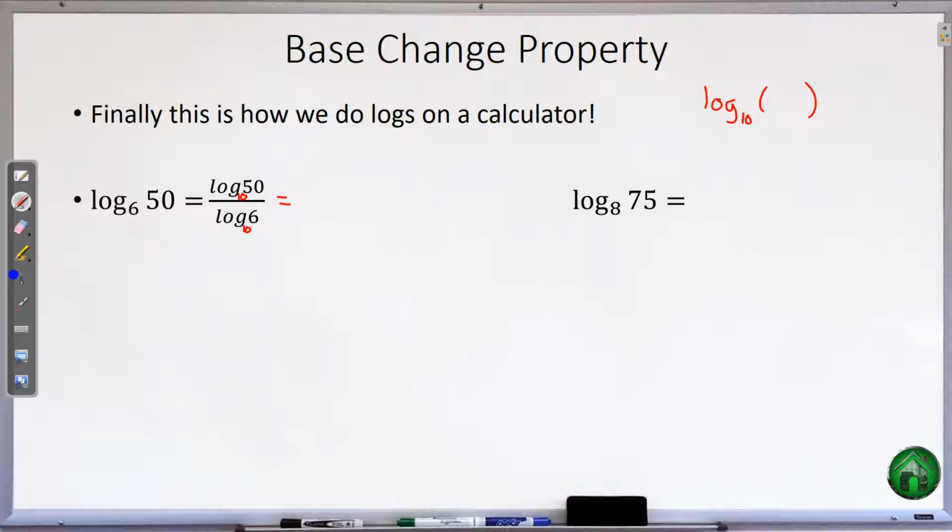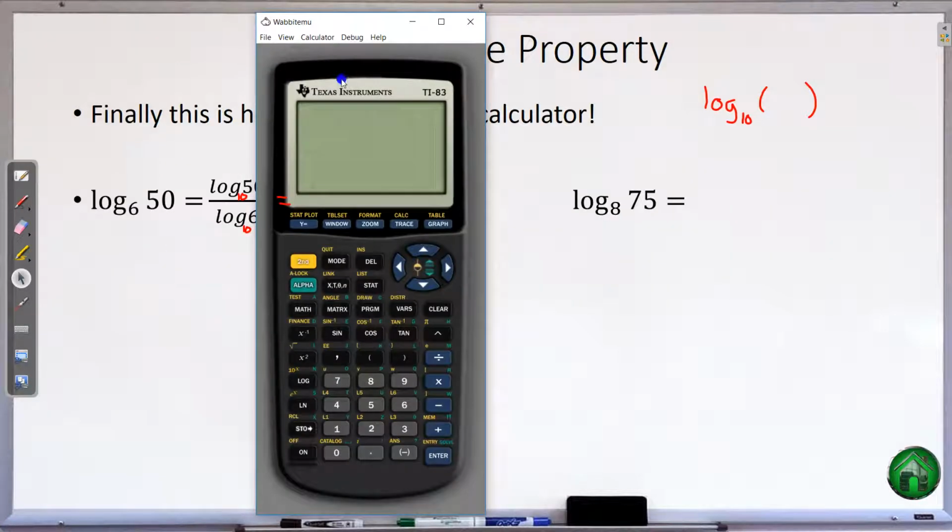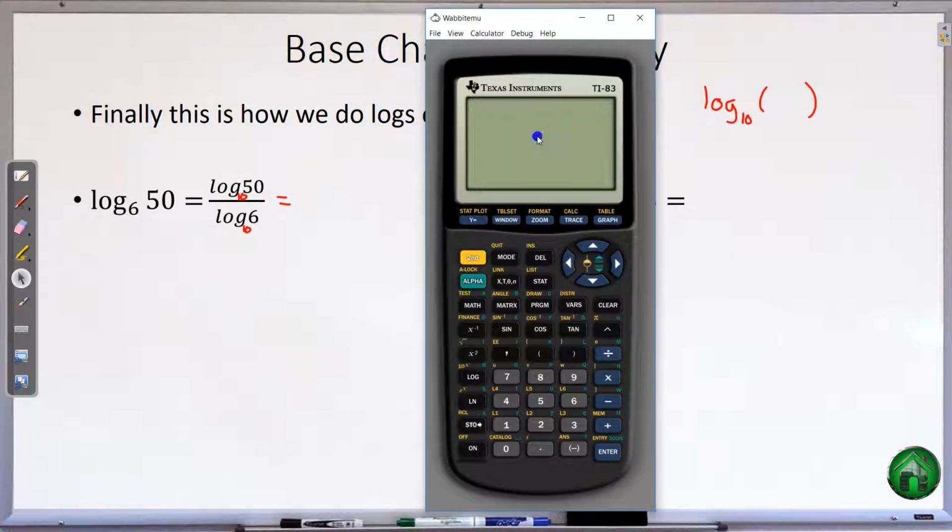And so we can just type that into the calculator, and we can actually determine what that is. So let's turn this on. All right, so we want log, it's right here, of 50, close the parenthesis, divided by log of 6. So now these are both log base 10, but this base change property allows us to figure it out. So it's 2.18, it looks like.